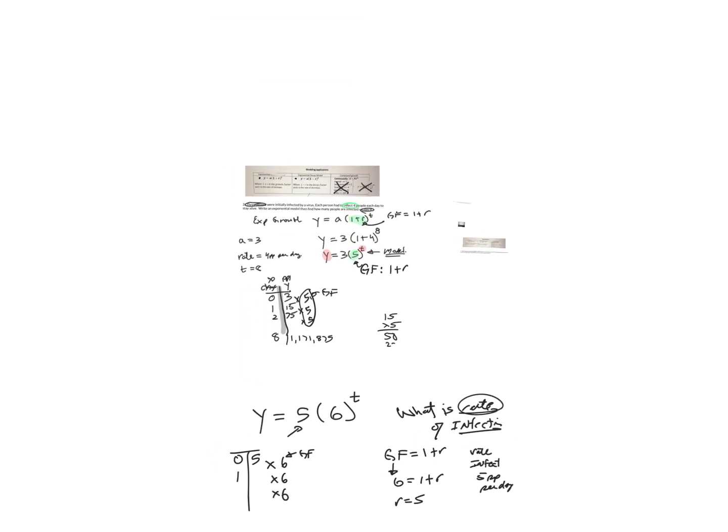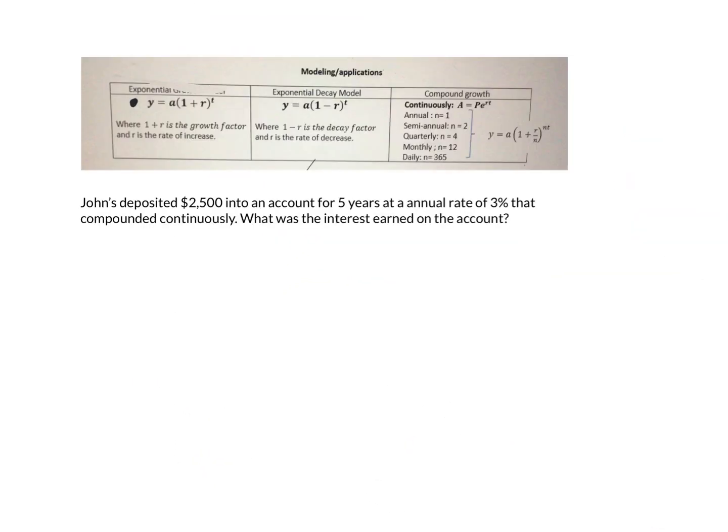So let's try a different problem. John deposited $2,500 into an account for 5 years at an annual rate of 3% compounded continuously. What is the interest earned on the account? So there's that word compounded. And it's not compounded monthly, it's not compounded quarterly, it's not compounded daily or annually, it's compounded continuously. So therefore we have to use this formula.